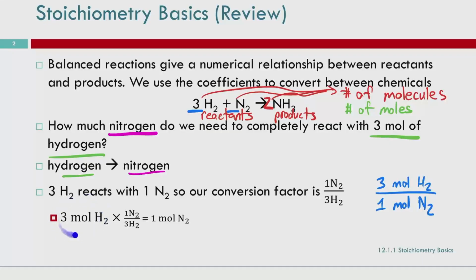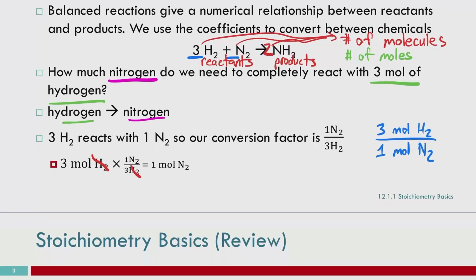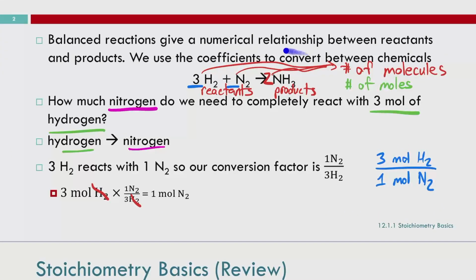So starting with our 3 moles of H2, we multiply by 1 N2 over 3 H2. The H2 parts cancel out, and we're taking our 3 moles, dividing it by 3, and our result is 1 mole of N2 that we need to put in to react with those H2s. That's about as simple as we can get in terms of stoichiometry problems. When we're talking about stoichiometry, we're talking about using this numerical relationship. How many of our reactants to how many of our products, or reactants to reactants, product to product, something like that.